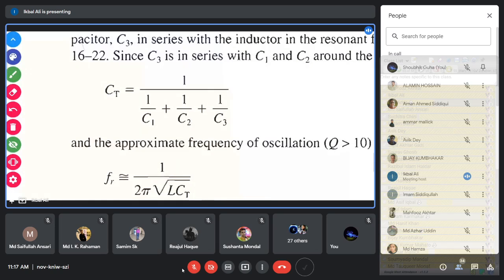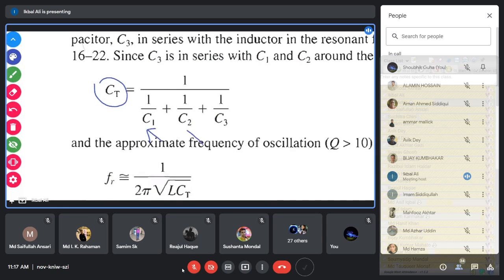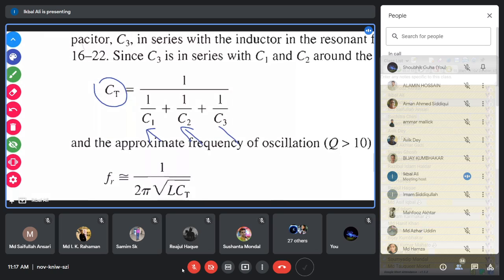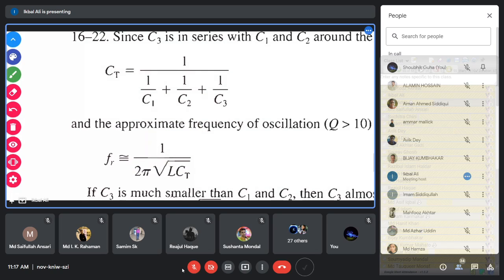Yeah. So this is your equivalent capacitance of those three capacitances connected: 1 by C1 plus 1 by C2 plus 1 by C3. That is the equivalent capacitance. Then what will be the frequency of oscillation? Your frequency of oscillation should be like this. So this is the frequency of oscillation formula.